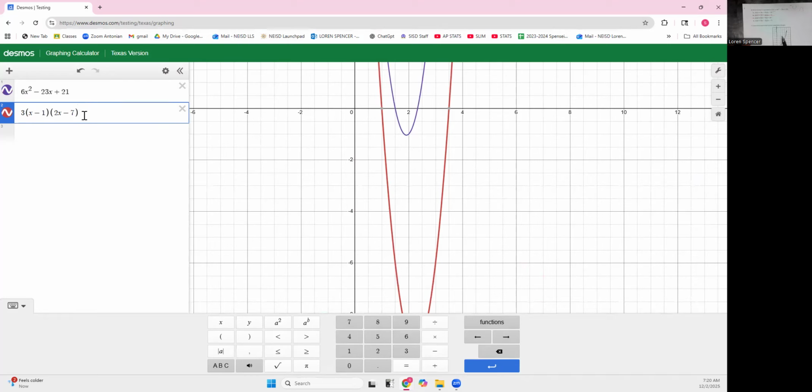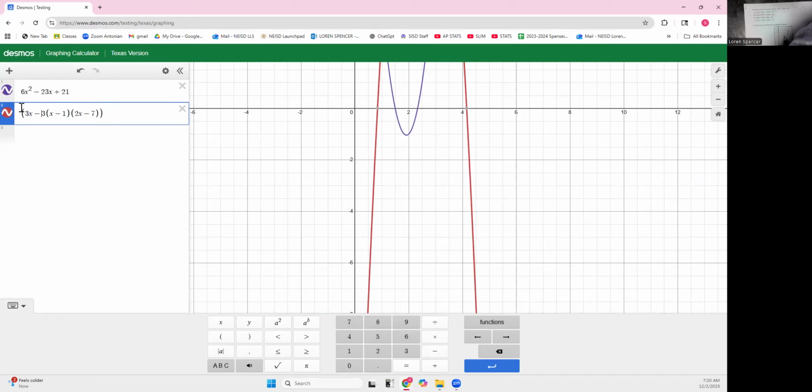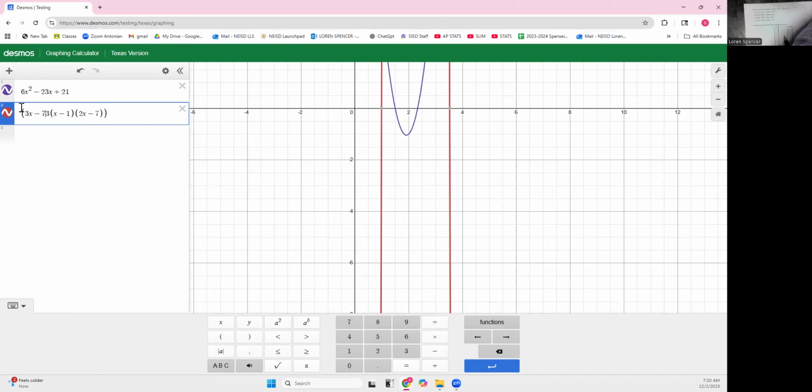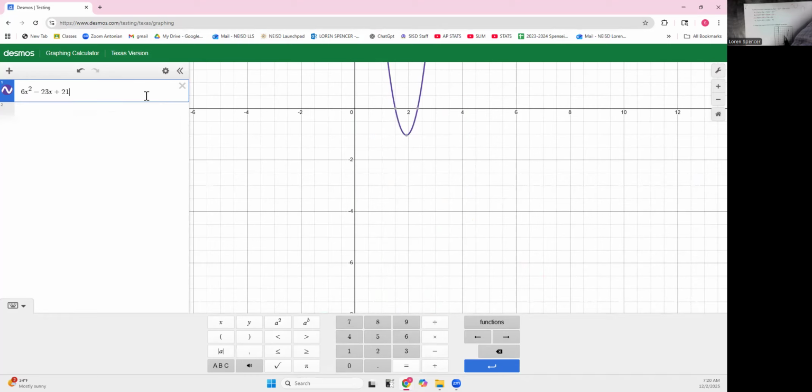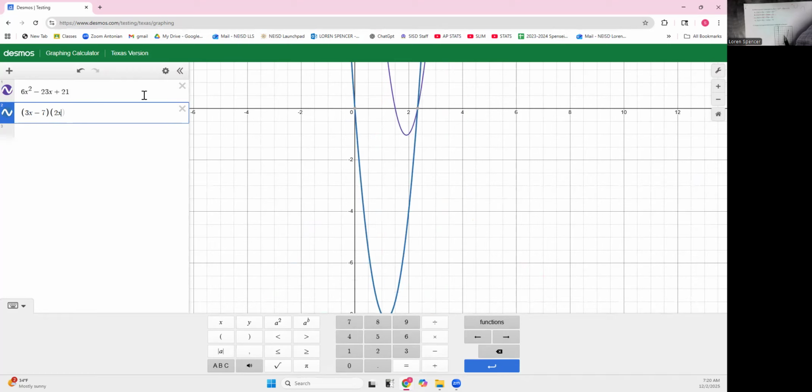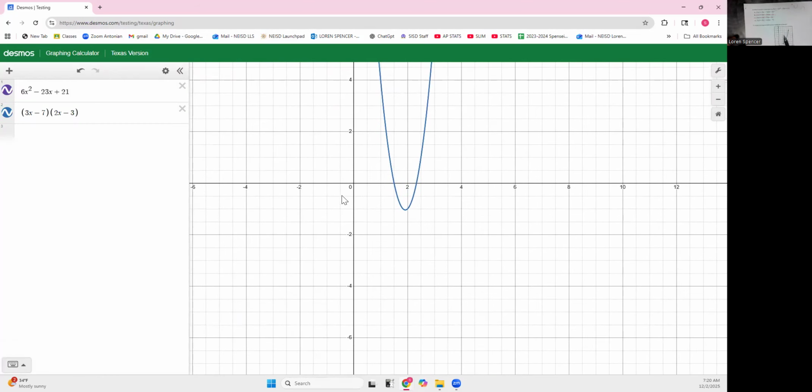You know what? I'm going to put that back in so you can see it. So this is going to be parentheses 3x minus 7, and then 2x minus 3. And once again, the blue one lies directly on top of the purple one. So the blue letter A is our answer.